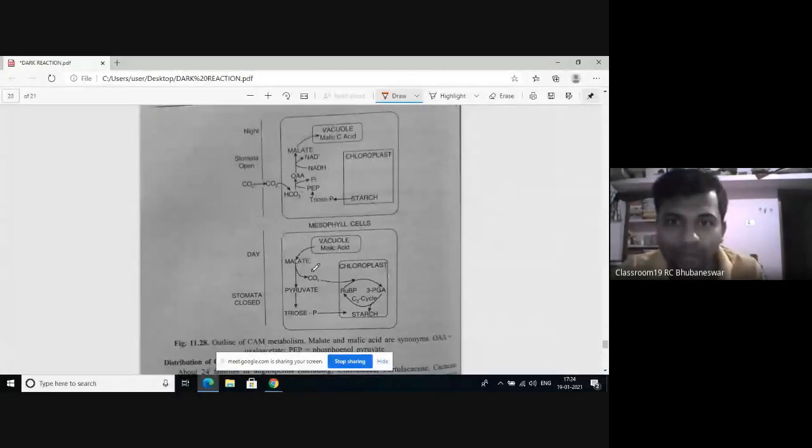During the night time, acidification occurs. This is acidification because malic acid is formed. Now, coming to the daytime, the stomata become closed.